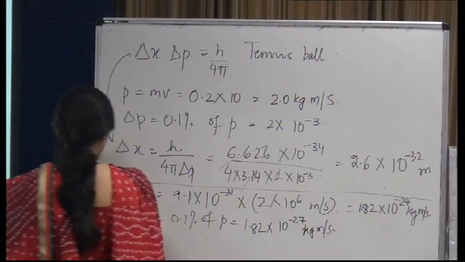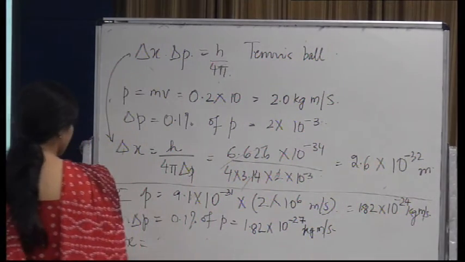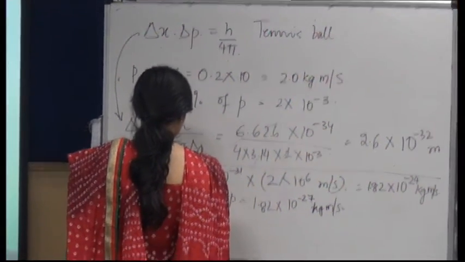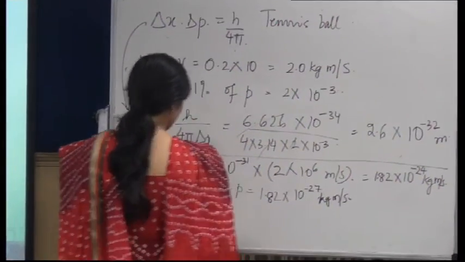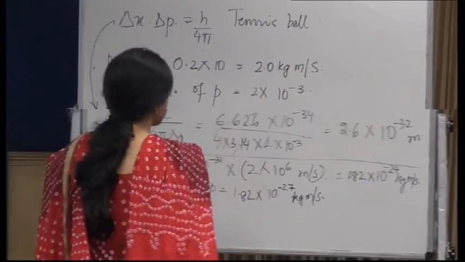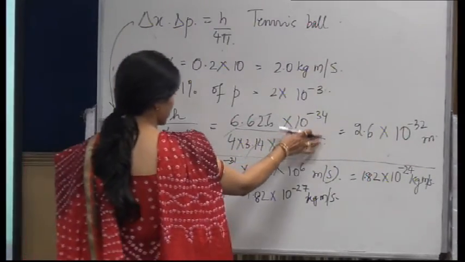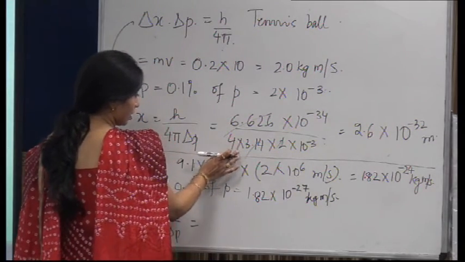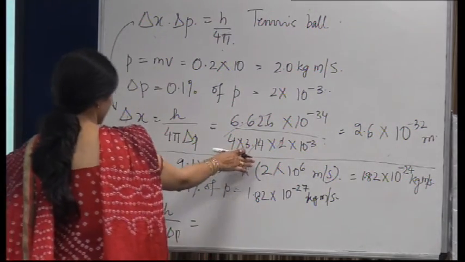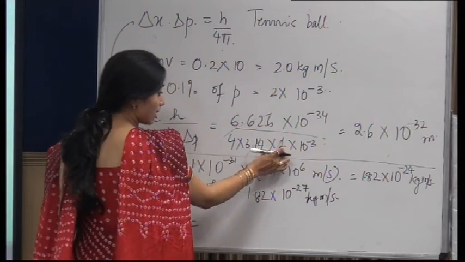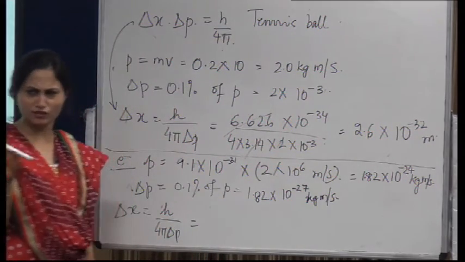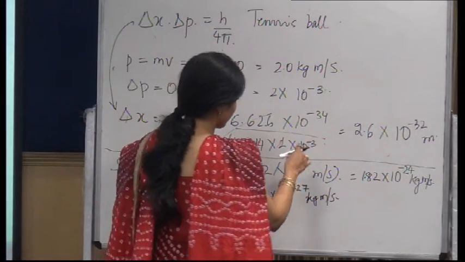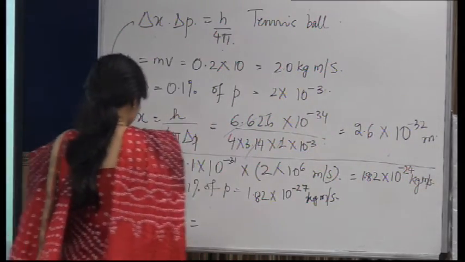And then again calculate, follow the same pathway. Delta x will be equal to h upon 4 pi delta p, which will be equal to, again I am not putting the values now, 6.626 into 10 to the power minus 34 upon 4 into 3.14 into 1.82, which is again kind of equal to 2, and here you will have into 10 to the power minus 3.